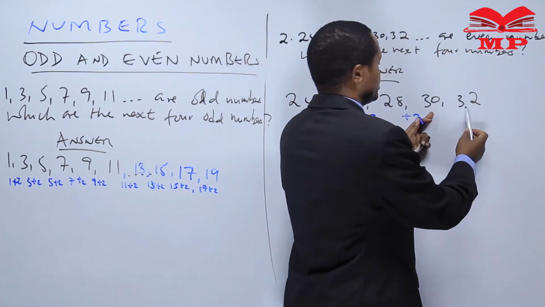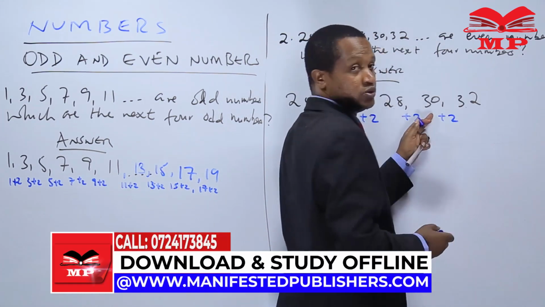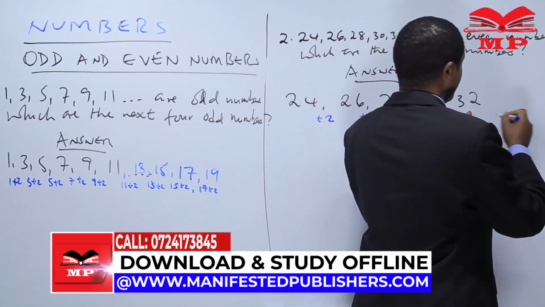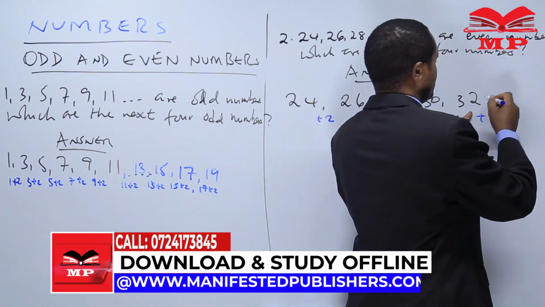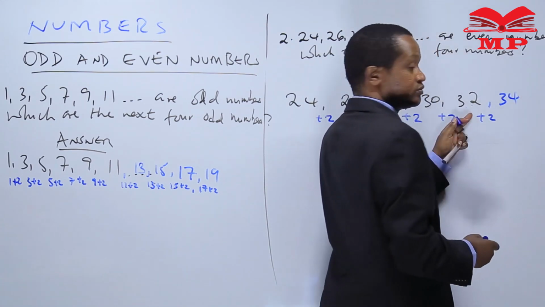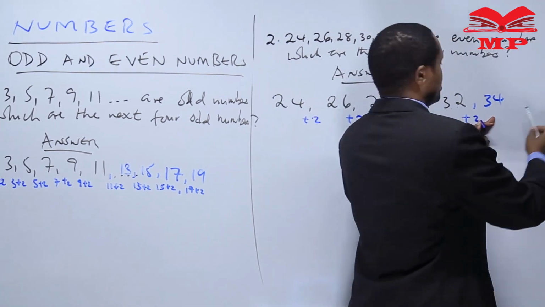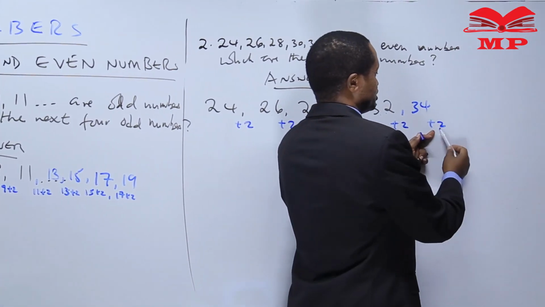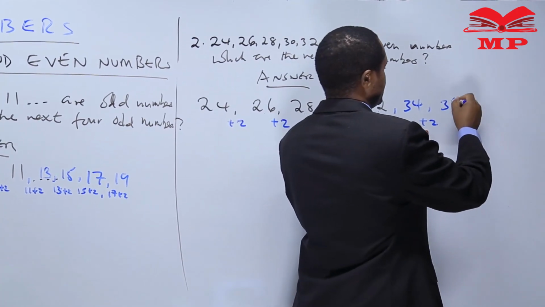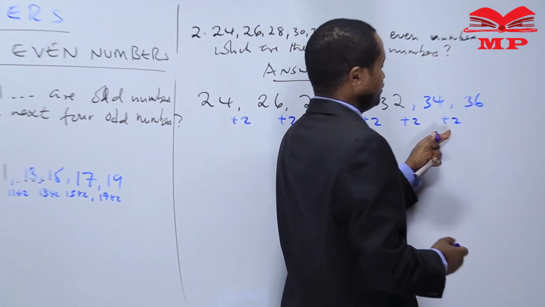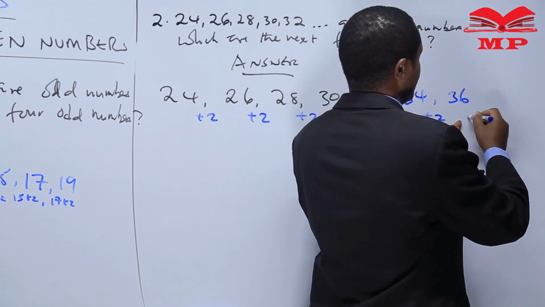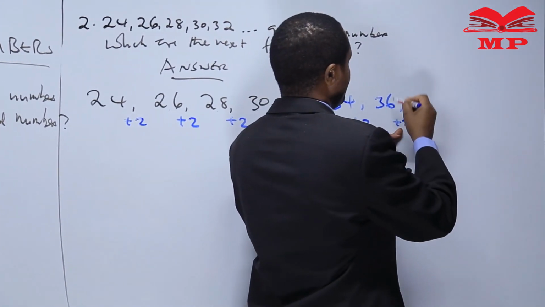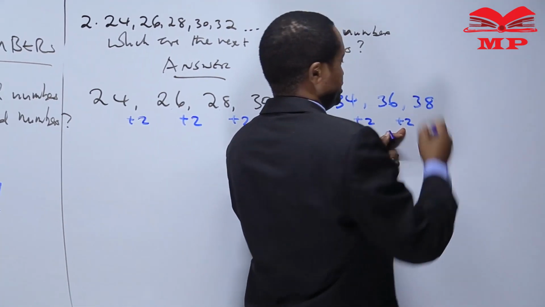From 30 to 32, we are adding 2. Then from 32 to the next number, we have to add 2, which will be equal to 34. From 34 to the next even number, we'll have to add 2. So 34 plus 2 will be equal to 36. Next even number will be 36 plus 2. So if you add 36 plus 2, you get the number which is 38.